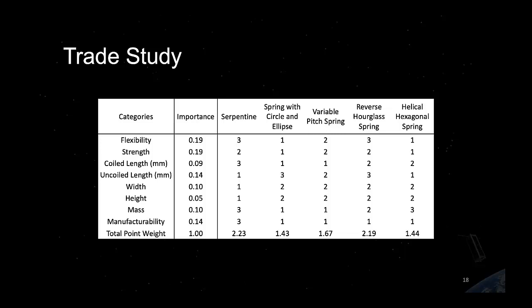And then after we went through a specific rating in our designs, the race was between the Serpentine design and the reverse hourglass spring, which the Serpentine was able to make the highest amount of the points out of them all, and that would be our winning design.